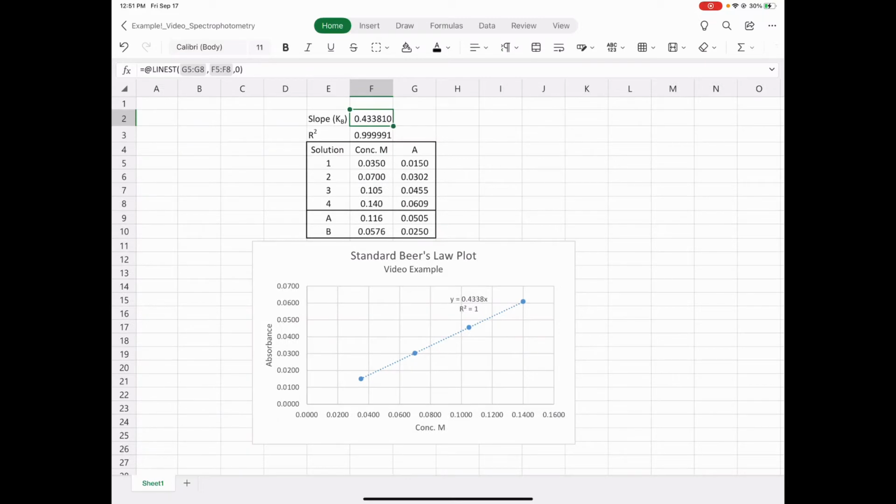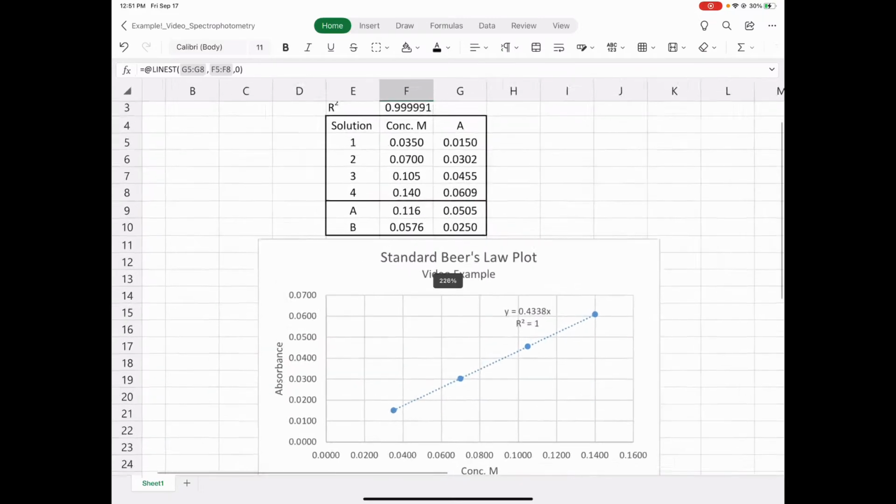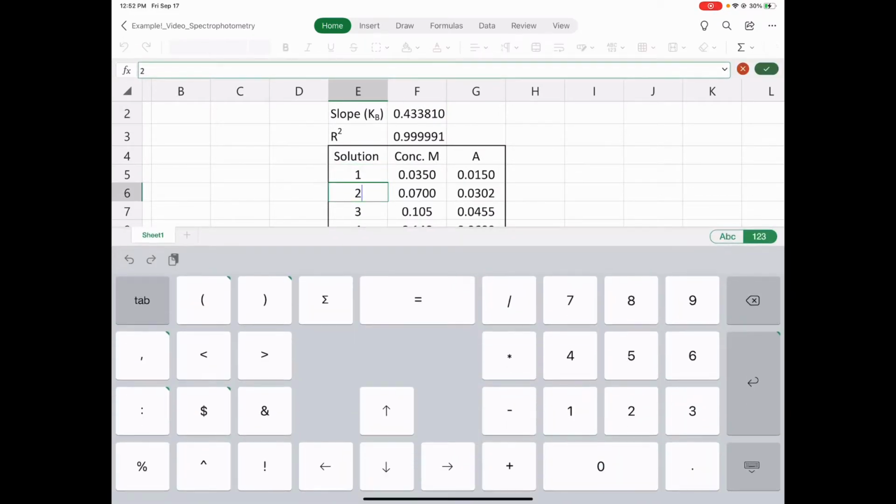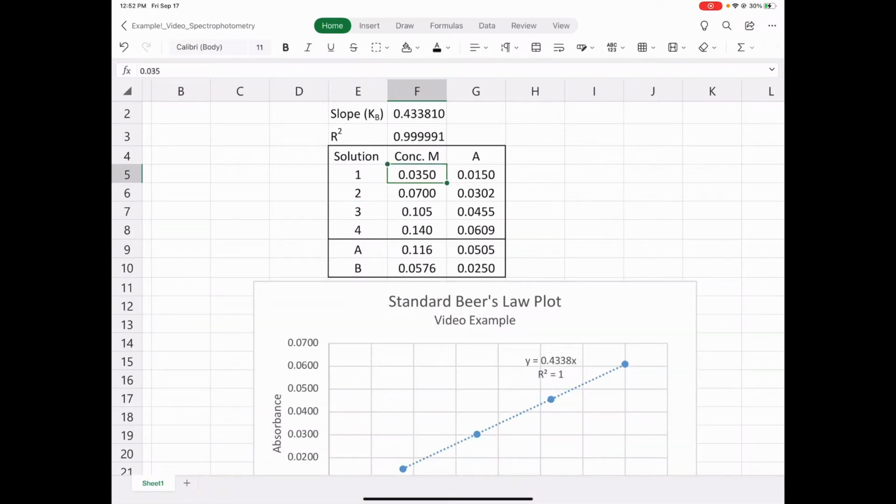I essentially just typed in the values for solutions 1, 2, 3, 4. For solution 1, for example, I put in 0.035 molarity and the absorbance was 0.0150. I also adjusted the formatting for these values so they represent the sig figs of the problem, and it's a good practice to do whenever you're presenting data.